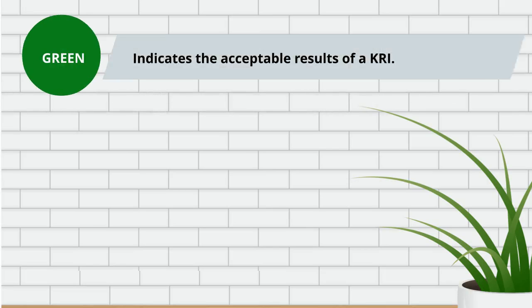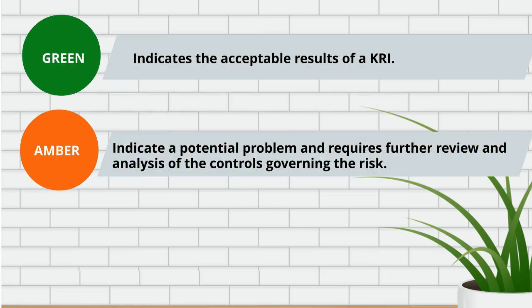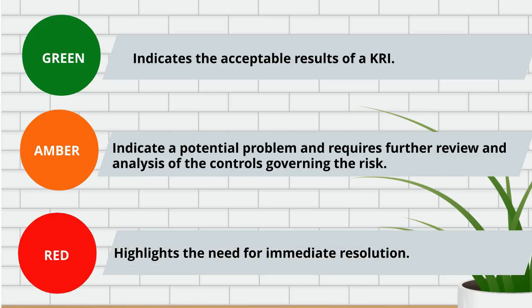Green indicates the acceptable results of a KRI. Amber indicates a potential problem and requires further review and analysis of the controls governing the risk. Red highlights the need for immediate resolution.